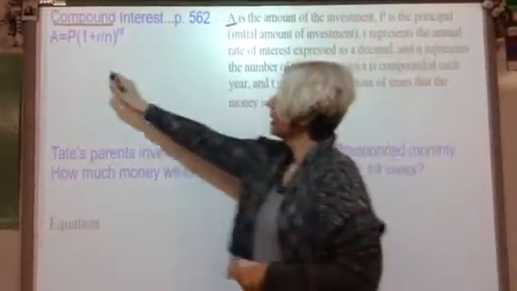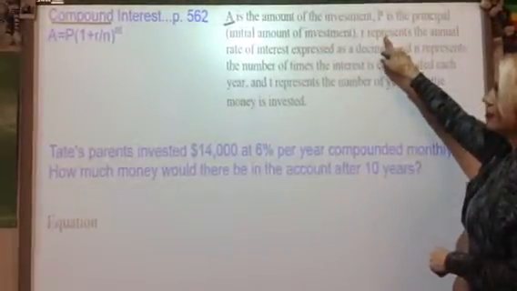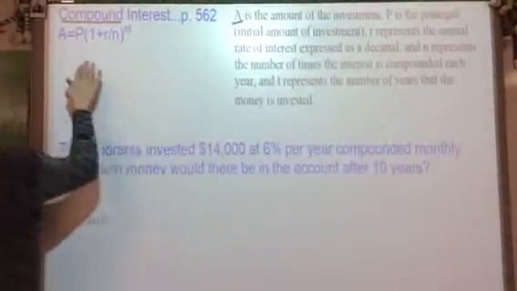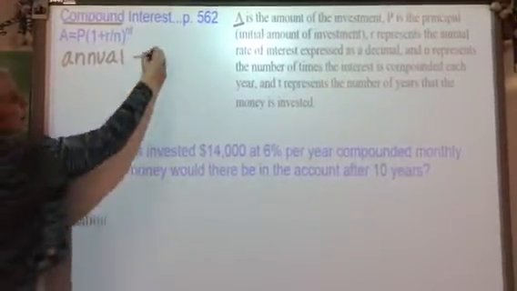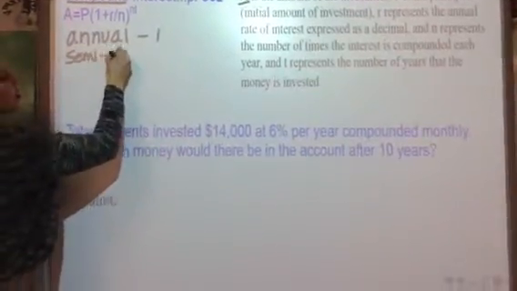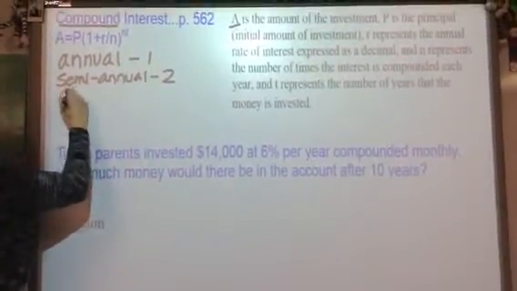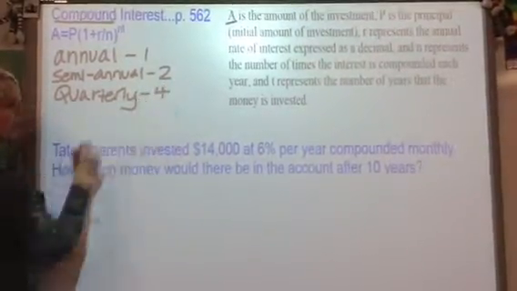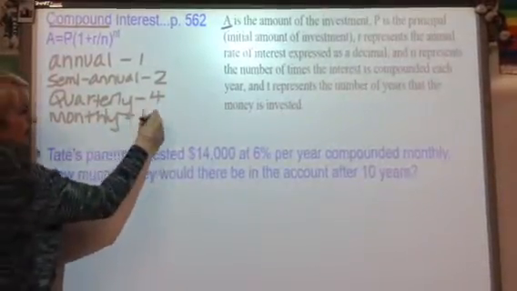P is the principal. The principal is the term for how much you're investing. The R is your interest rate, just like last time. N is going to be the number of times it's compounded. So let's talk about that. What you could see is an annual interest, and that would be one time a year. So N would be 1. A semi-annual is going to be twice a year, or every 6 months, and so N is 2. It could be compounded quarterly, which means that's going to happen 4 times a year, so the N is 4. Or you can have a monthly compounded, and that's going to be 12.